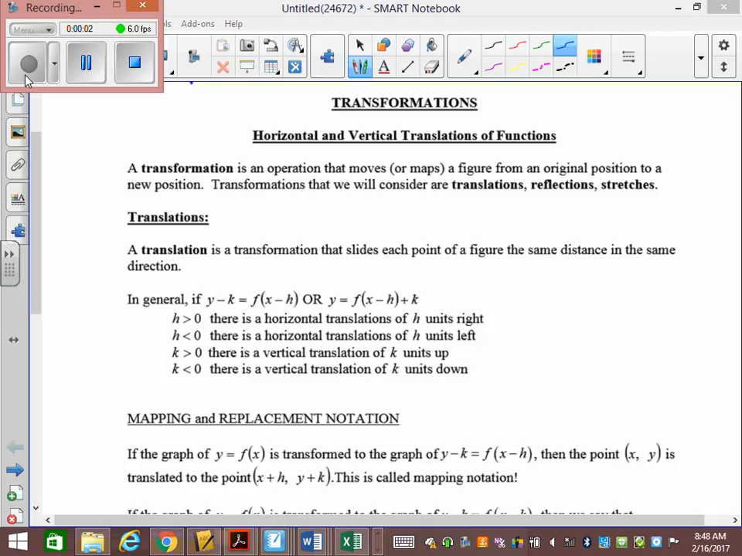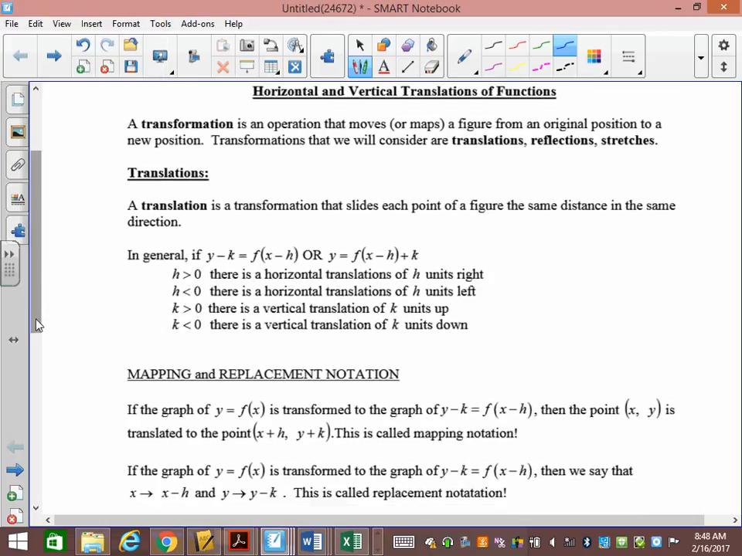So we have horizontal and vertical translations first. A transformation is an operation that moves or maps a figure from an original position to a new position. Transformations that we consider are translations, reflections, and stretches. A translation is a transformation that slides each point of the figure the same distance in the same direction.